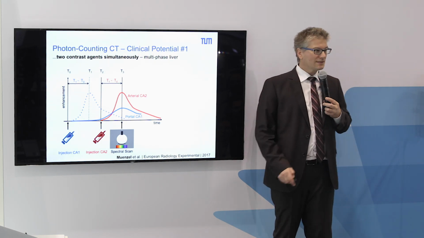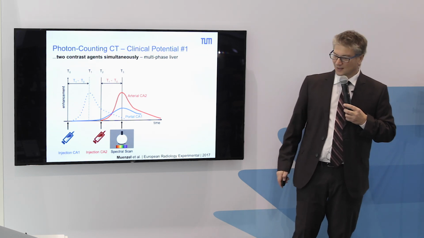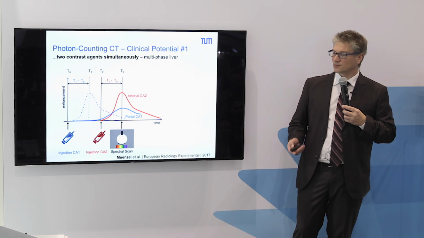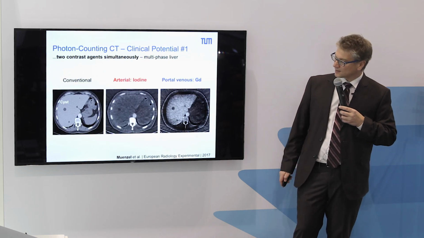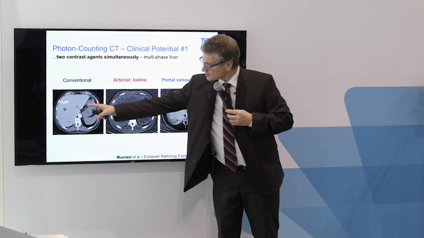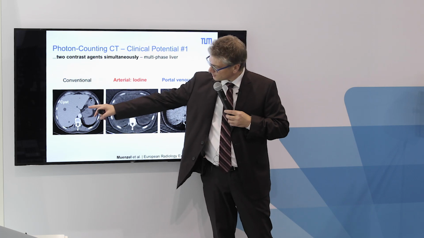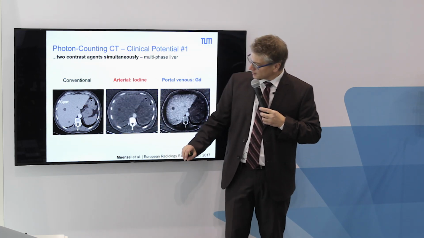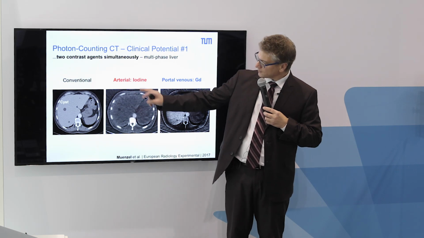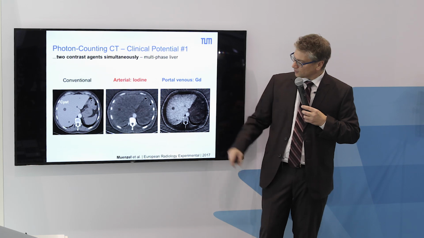Unfortunately, this is not yet done on patients because the FDA is not so happy to inject iodine and gadolinium at the same time for now, but you can do simulations, and this is an in silico experiment where these lesions have been added in a real CT scan. So a cyst would show up in the conventional image like this. It would not show up as an enhancing image in the iodine arterial phase, and also not in the gadolinium portal venous phase.